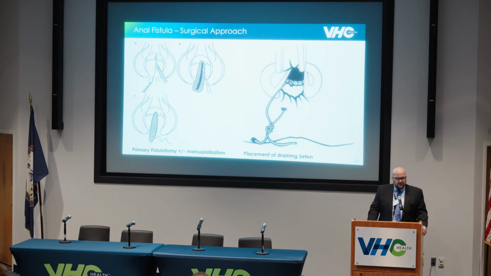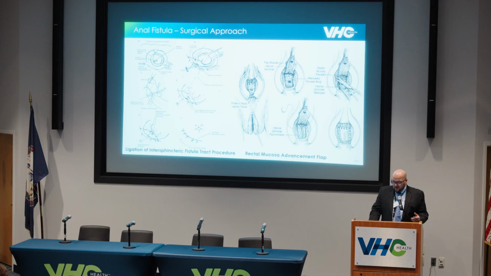Placement of a draining seton is something that we often do, especially in patients with complicated disease, history of Crohn's disease, for example. You don't want to perform a fistulotomy in those patients, or when you think that you're going to cut too much muscle and there's a potential of affecting bowel control, we put a temporary seton drain. And that seton stages the field for a secondary procedure later on, possibly, where you can repair the fistula without cutting the muscle.